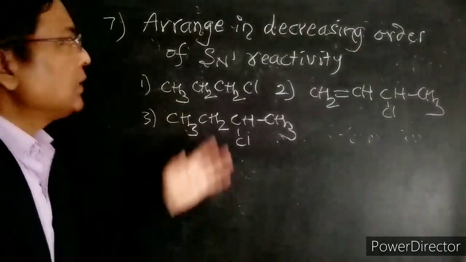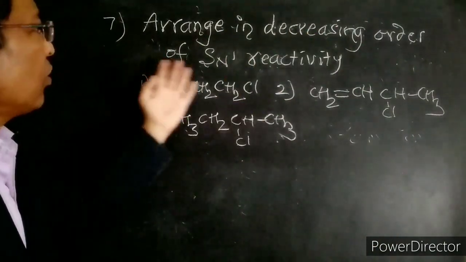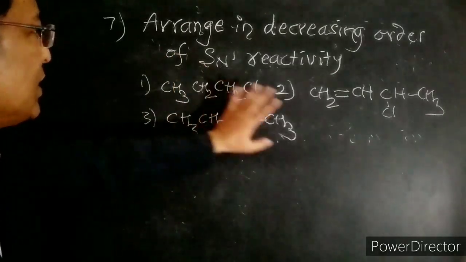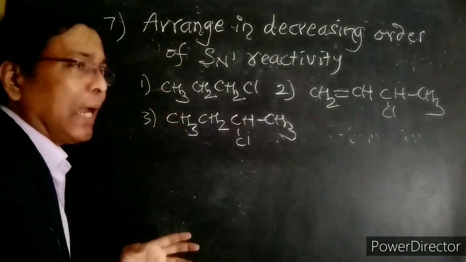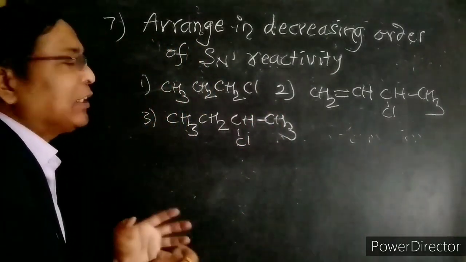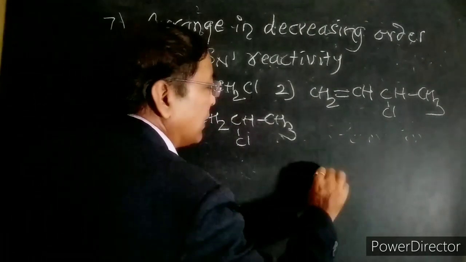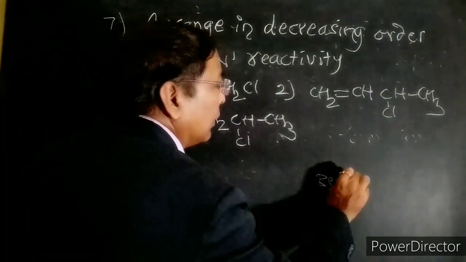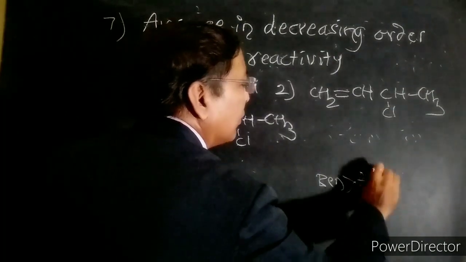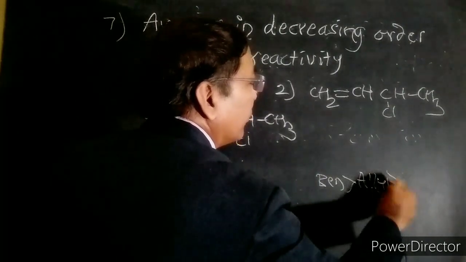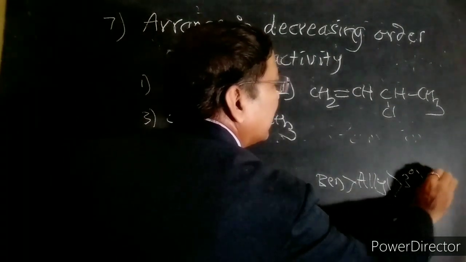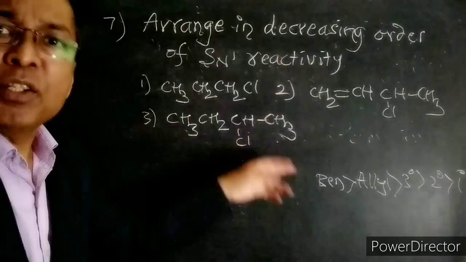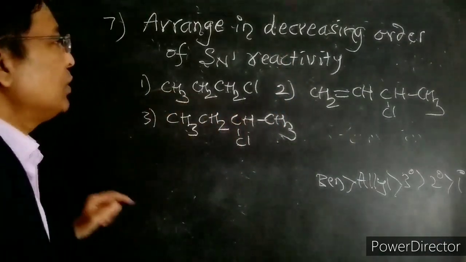The next question is, arrange in decreasing order of SN1 reactivity in these molecules. And we know that SN1 reactivity order is benzyl, then allyl, then tertiary, secondary and primary. Let us check out these molecules.